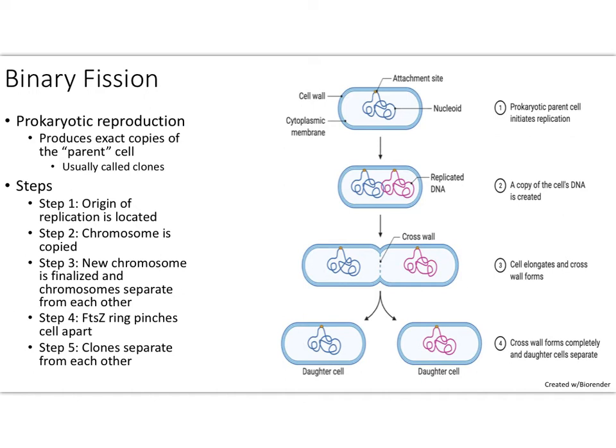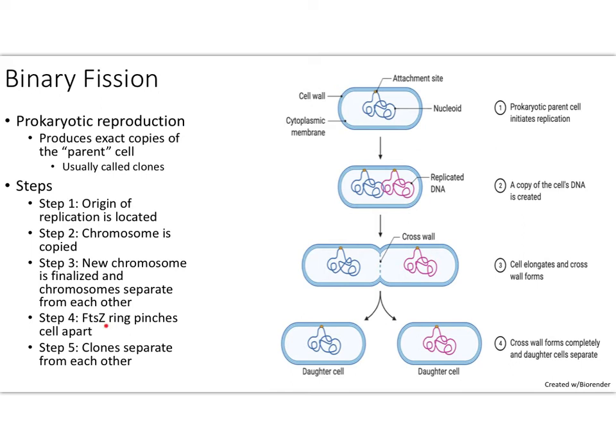Step 3, the new chromosome is finalized and the chromosomes are separated from each other. Again, we went over the details on the previous slide. Step 4 is when the cell actually has to cut itself in half. And it does that most of the time by creating what's called a FtsZ ring that pinches in the center of the cell and splits it into two.